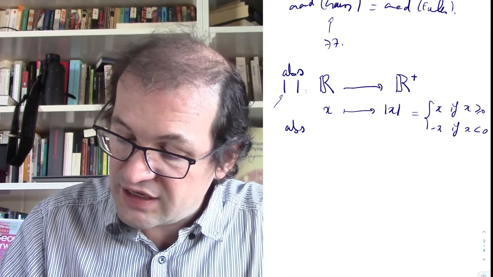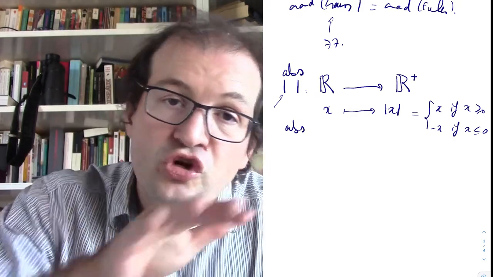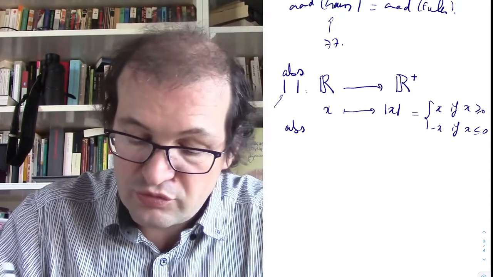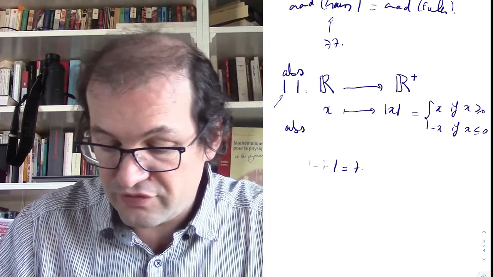So what it does technically, you can put an equal sign there, zero is both positive and negative. What it does is chomp the sign off. If there is a minus sign, you just remove it. Yeah, the absolute value of minus 7 is 7. Good, just remove the sign.